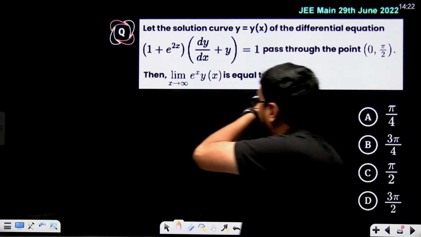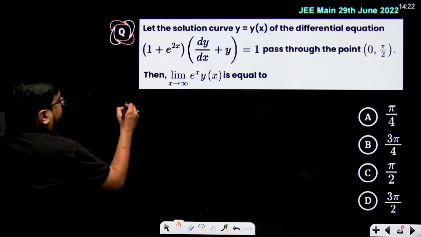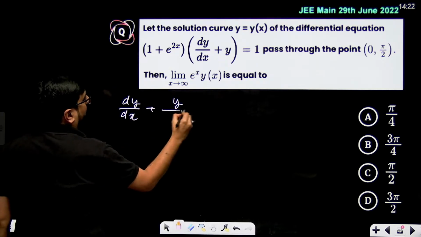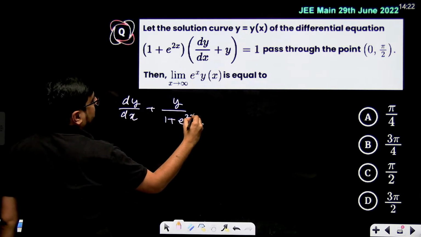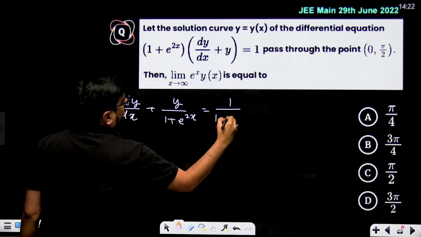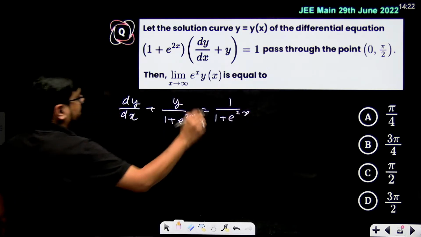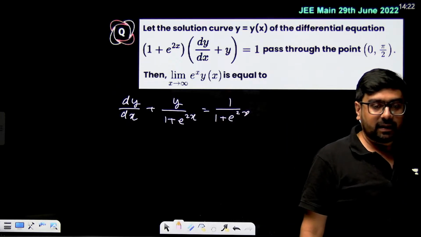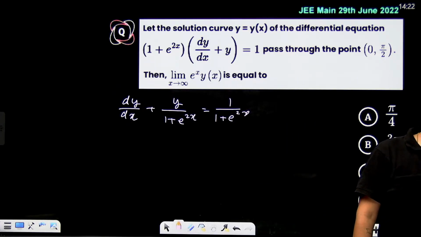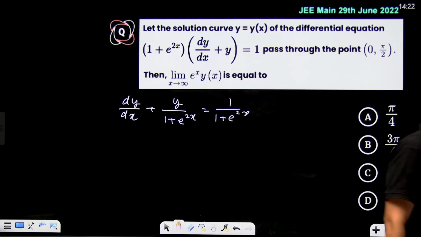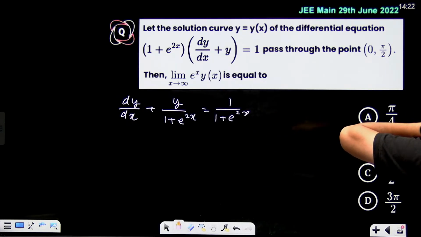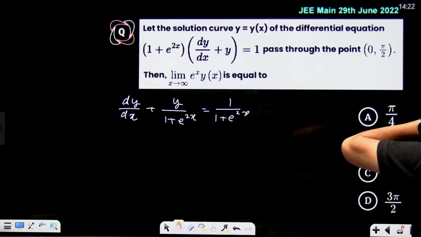Here again, this is dy by dx plus y upon 1 plus e to the power 2x equal to 1 by 1 plus e to the power 2x. This got converted into a linear differential equation in terms of y. What is your p over here?